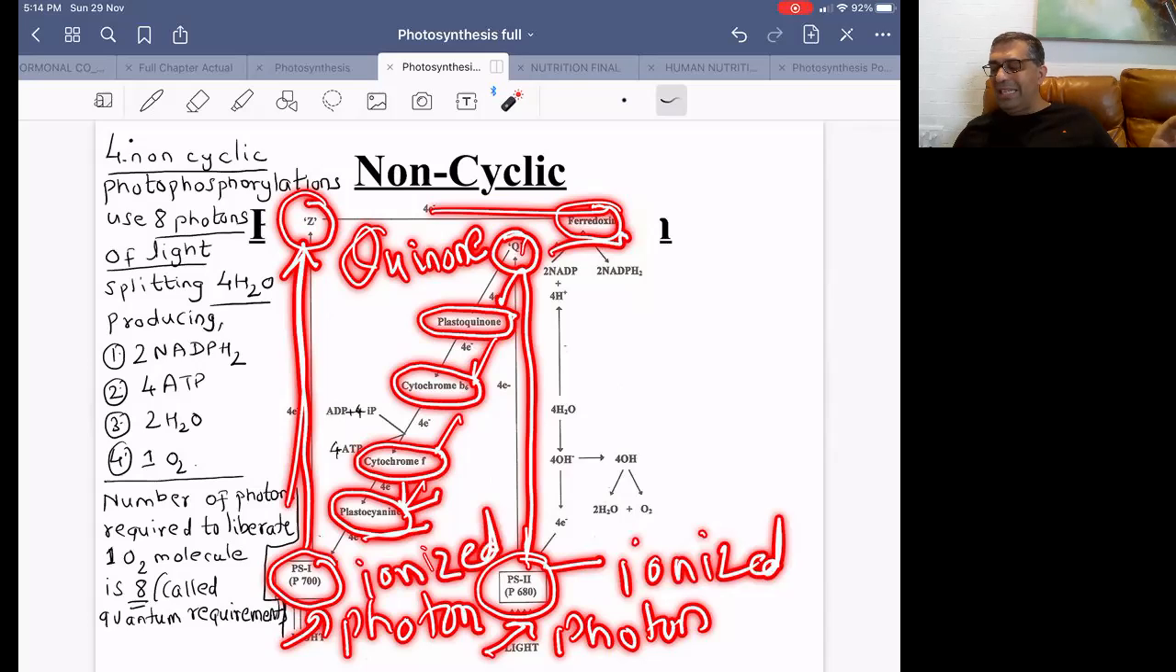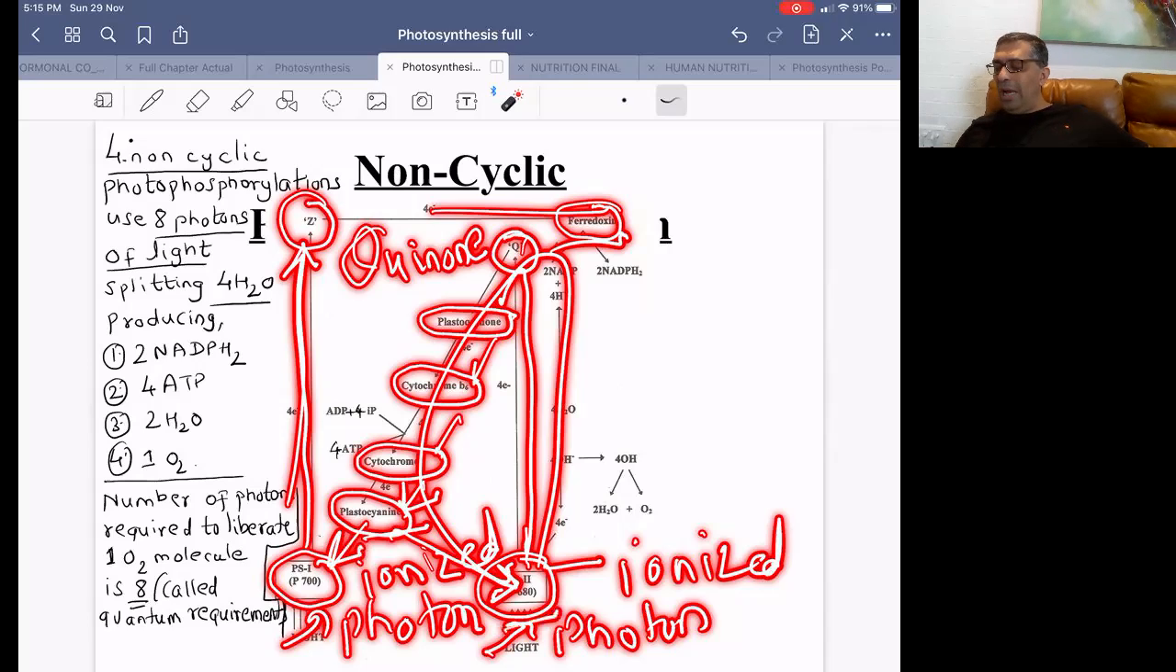Now, from plastocyanine, the electron can go back to PS2. अगर electron वापस PS2 पे आ जाएगा, then the process becomes cyclic. But electron does not go to PS2, electron goes to PS1 because PS1 has got greater electronegativity compared to PS2. It has got greater redox potential compared to PS2. So electron from plastocyanine goes to PS1.